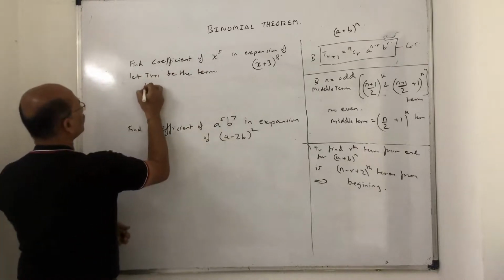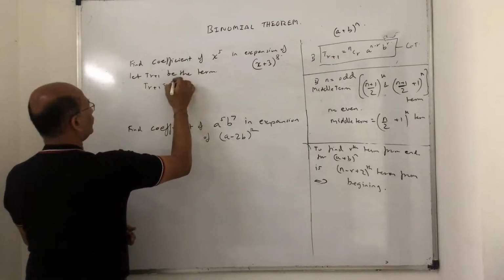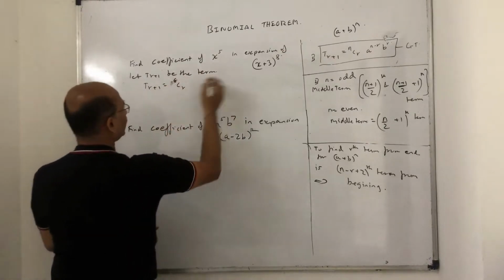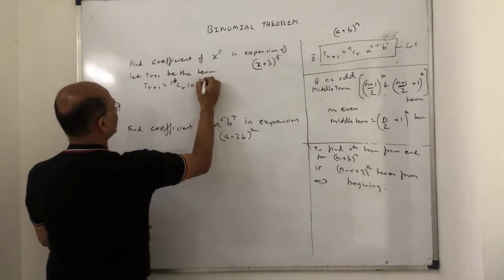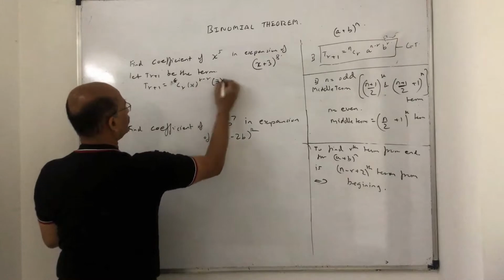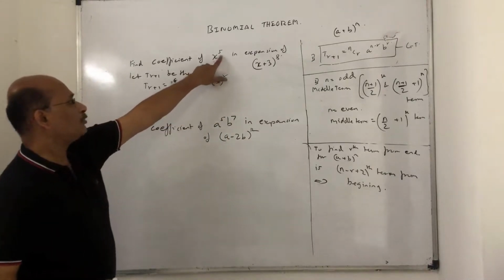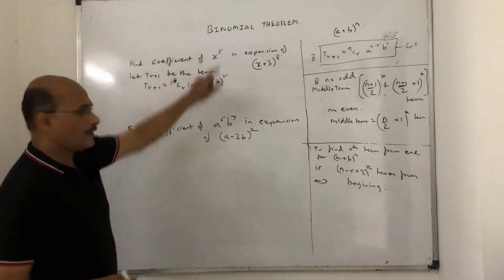Right? So you know T(r+1) is nothing but nCr. What is n now? It is 8Cr. First term is (8 minus r), and second term is 3 raised to r. Now they are telling us the coefficient of x, where x should be raised to 5. That x raised to 5 has to be there.